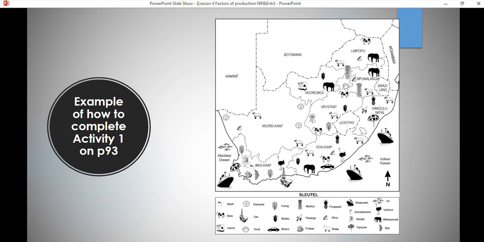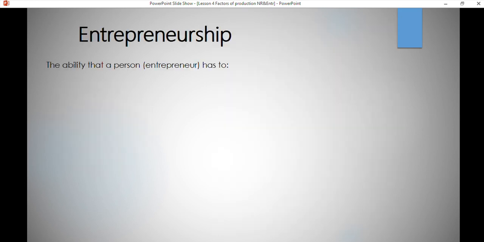After you've made your definitions, I want you to complete activity 3 on page 93, and there it asks you to give an example of where you'll find specific resources, or this is just an example of how to answer that activity. So please complete activity 1, page 93.